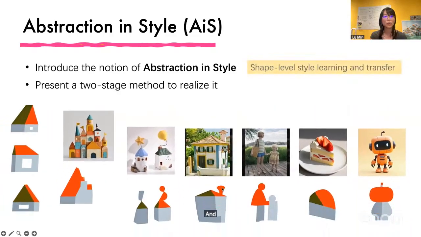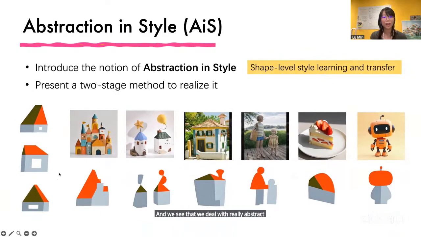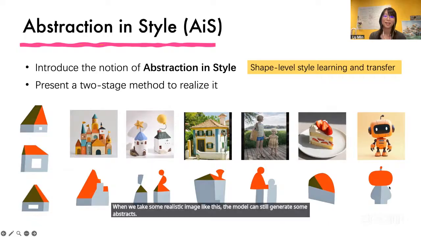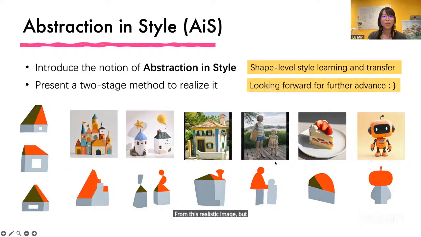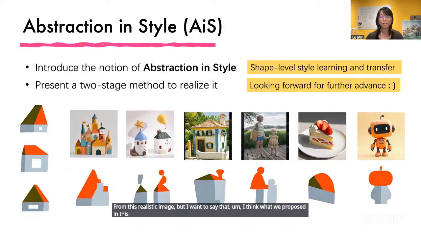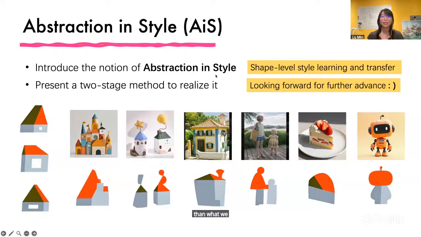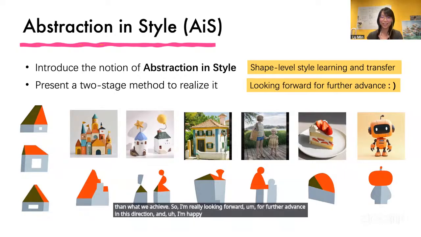And we see that we deal with really abstract styles. When we take a realistic image like this, the model can still generate a very abstract result from it. But I want to say that what we proposed in this SIGGRAPH paper is an implementation of this concept, but the abstraction style is actually broader than what we achieve. So I'm really looking forward to further advances in this direction, and I'm happy if you have any questions.